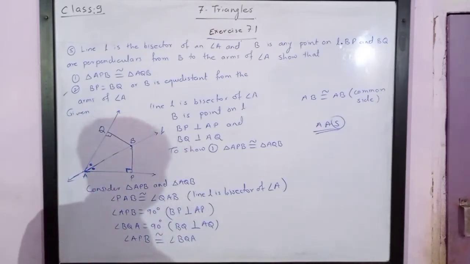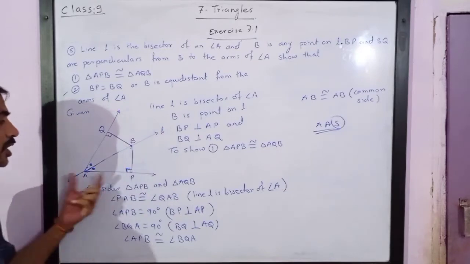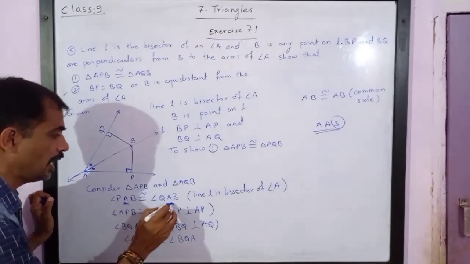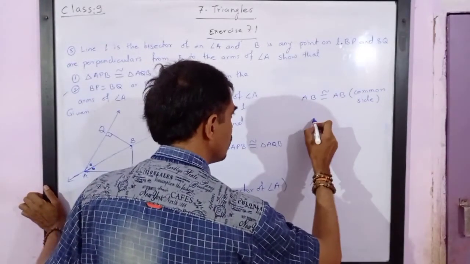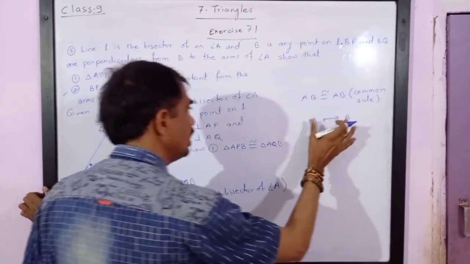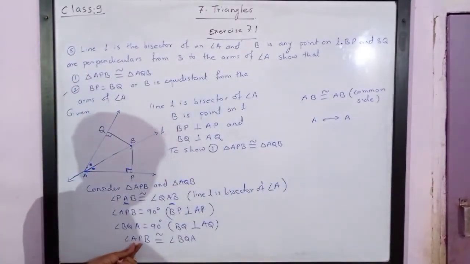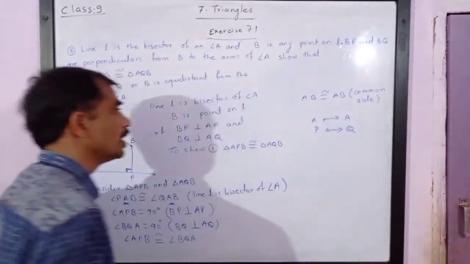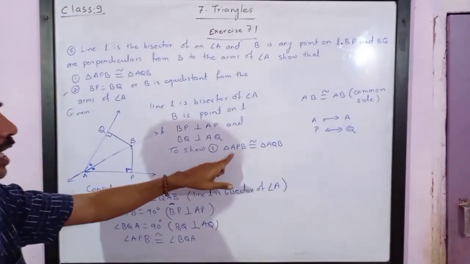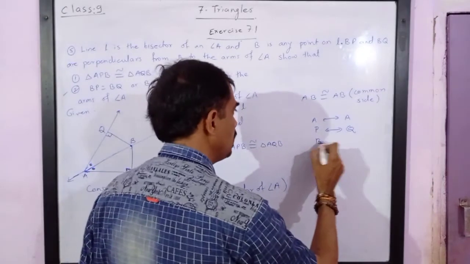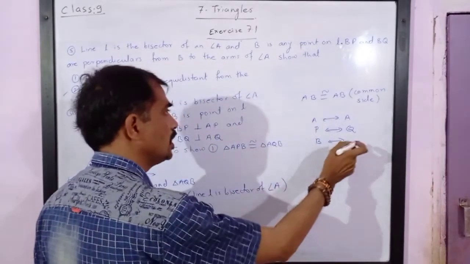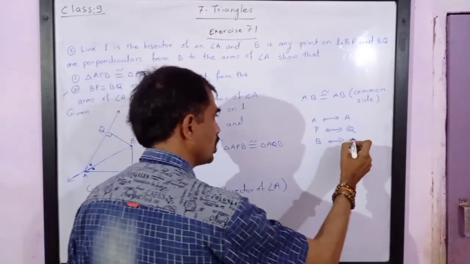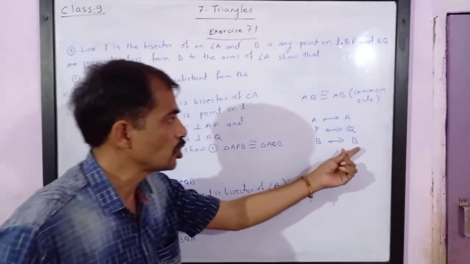But before writing AAS test, we must know the one-to-one correspondence of these two triangles. Now please note here A corresponds to A. From the angle it is very easy to judge. Then we will get P corresponding to Q. Now the remaining vertex in triangle APB is B, and in AQB it is also B. It means B corresponds to B.